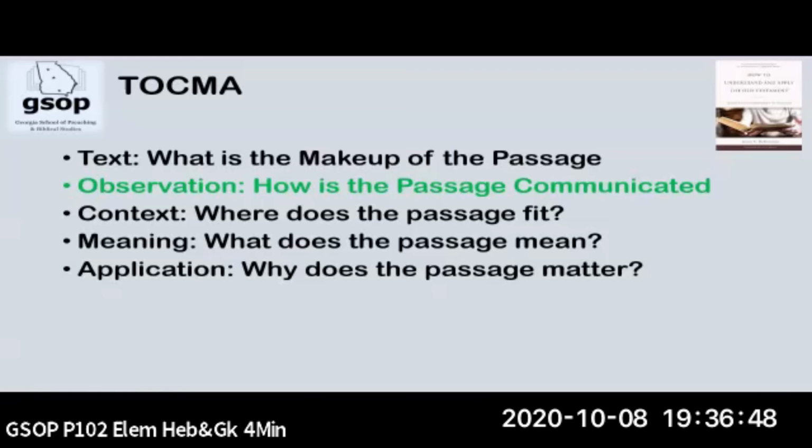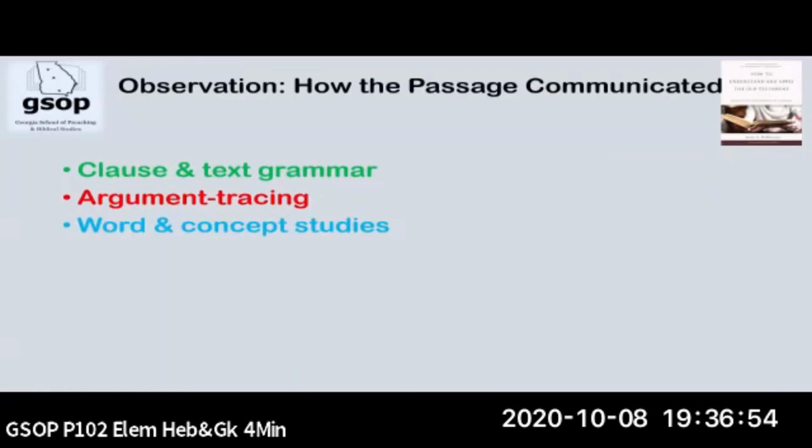Tonight, we want to begin to look at observation. How is this passage communicated? And so we're going to break it down, and he breaks it down into 3 areas: clause and text grammar, argument tracing, and word and concept studies. Well, you might be thinking, well, we've been doing word and concept studies. Well, yes, we have. But our perspective of word study is much broader, and that's what we've been trying to get across in this class.